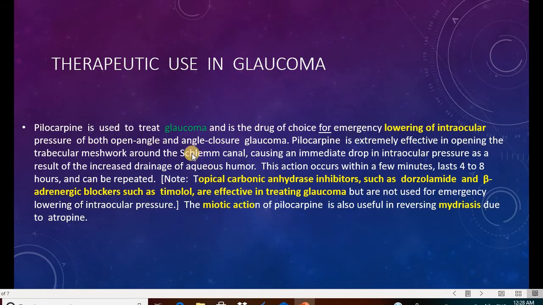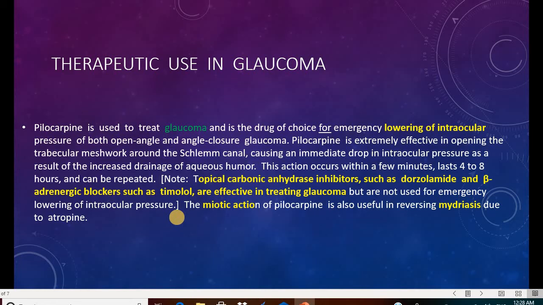This is a very important note. Topical carbonic anhydrase inhibitors such as dorzolamide and beta-adrenergic blockers such as timolol are effective in treating glaucoma but are not used for the emergency lowering of intraocular pressure. It means if the patient is suffering with glaucoma and there is a high level of intraocular pressure present, for the emergency lowering we use pilocarpine, but for the continuous treatment of glaucoma, carbonic anhydrase inhibitors or adrenergic blockers are the drugs of choice.